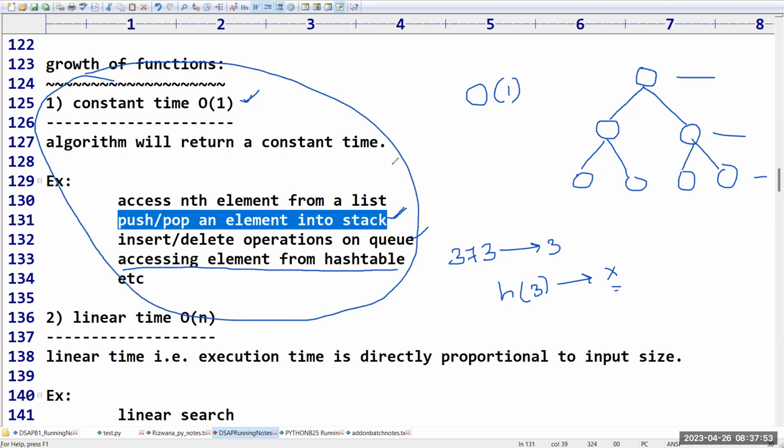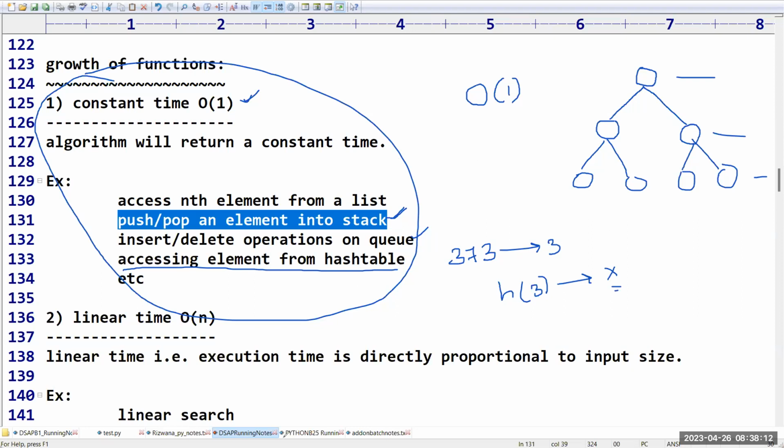Which algorithms come under constant time? A few of them I have listed there. Can you please confirm how constant time is measured? Is it clear for you people? Sir, I didn't understand. First of all, the growth of functions only, sir.